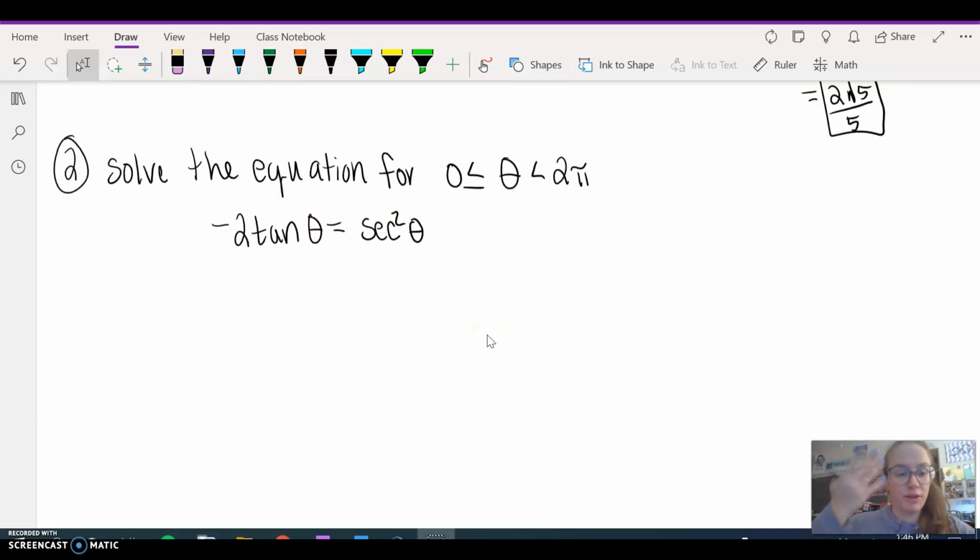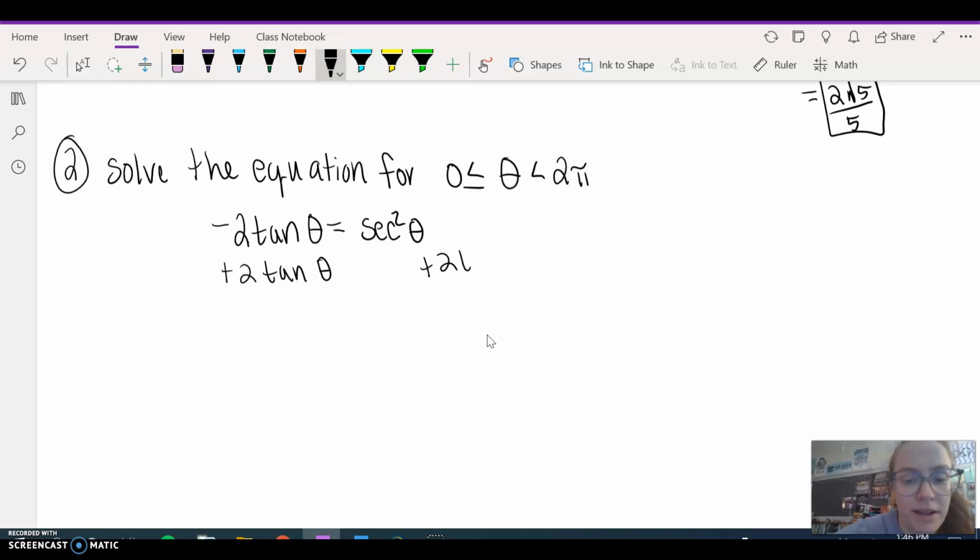Write this problem down, pause the video, write it down. We need to solve this equation, and it's restricted, so we're not finding all solutions. So anytime I'm solving, I need this equal to 0. I'm going to move over the tangent. I'm going to add tangent so that my secant is positive, and you'll see why in a second. I want them to be positives, because if you have a squared term, you're going to end up factoring, and the leading coefficient should always be positive when we factor. So secant squared theta plus 2 tangent theta equals 0.